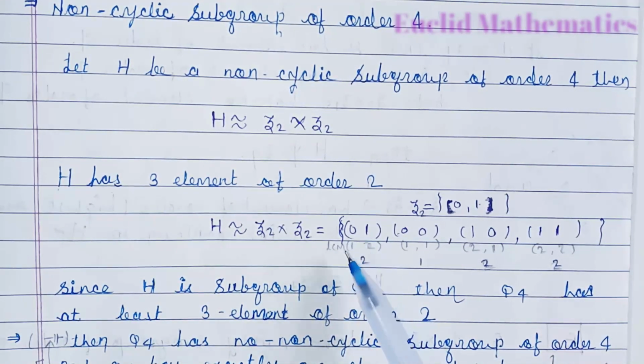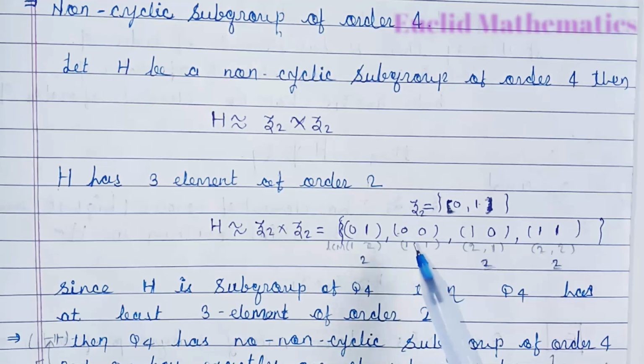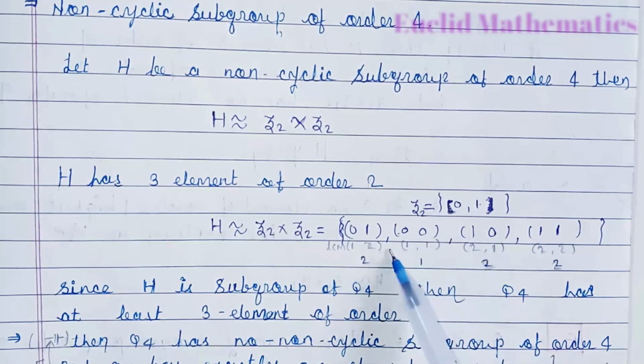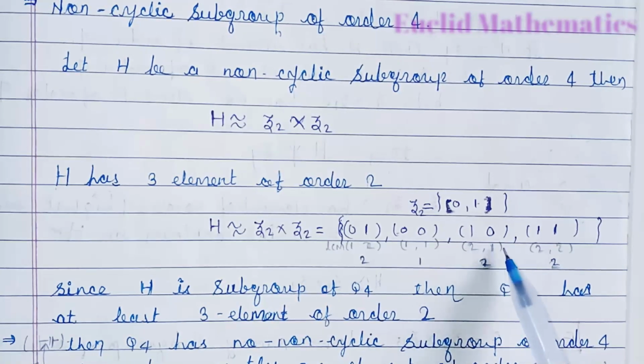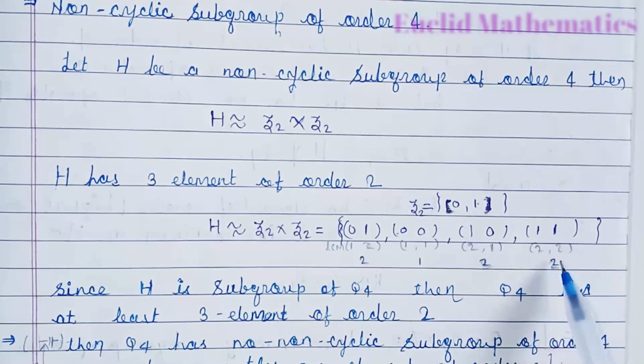Order of 0 is 1, order of 1 is 2, order of 0 is 1, order of 0 is 1, under Z2, okay? We have to take the order under Z2. Again, order of 1 is 2, order of 0 is 1, order of 1 is 2, and order of 1 is 2. How did I find this?